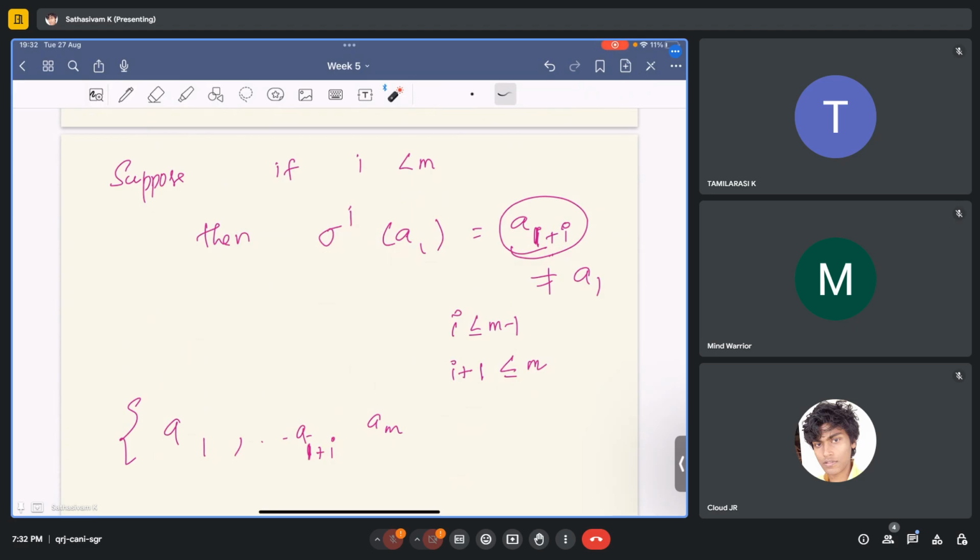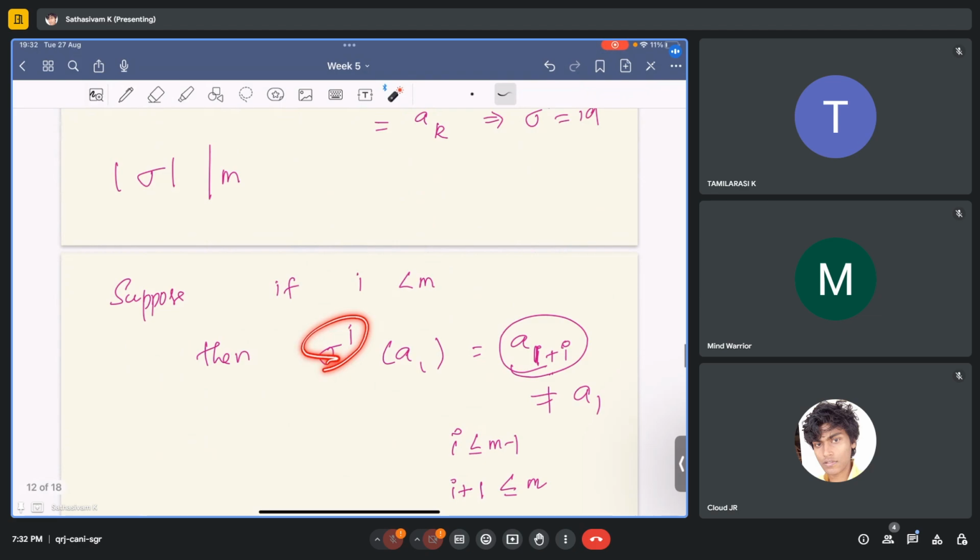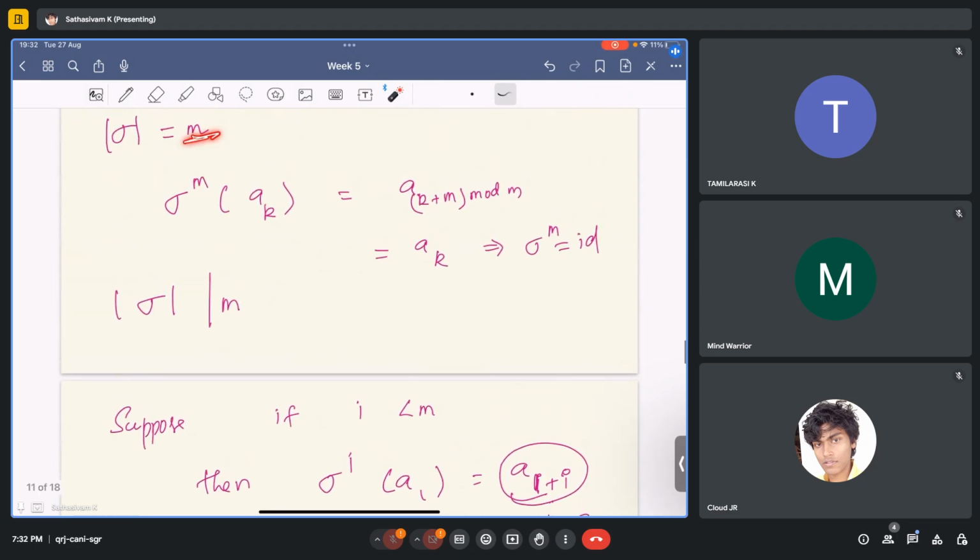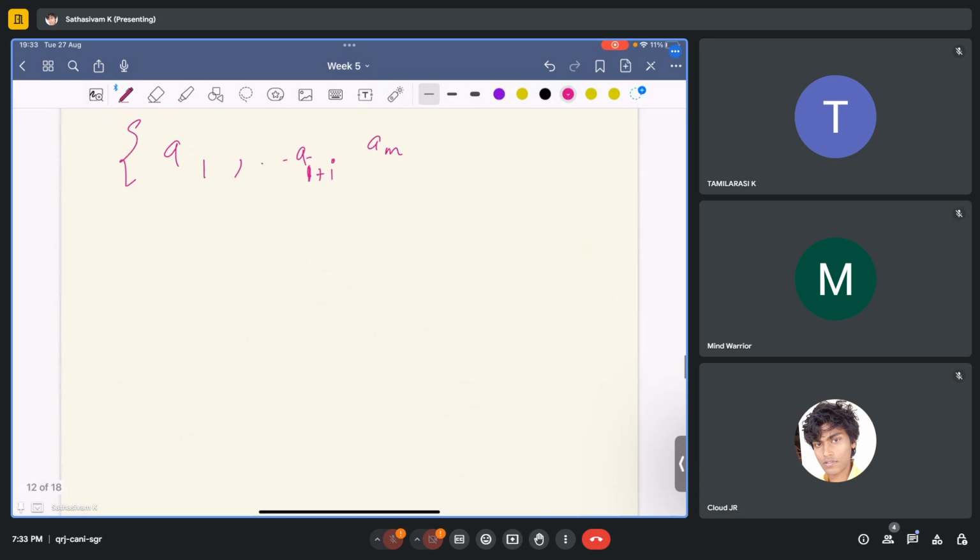So that means sigma I is not equal to identity for any I less than M. So M is the smallest such number. Thus the order of sigma is M. In particular, if you look at the subgroup generated by sigma, what is the subgroup generated by sigma?